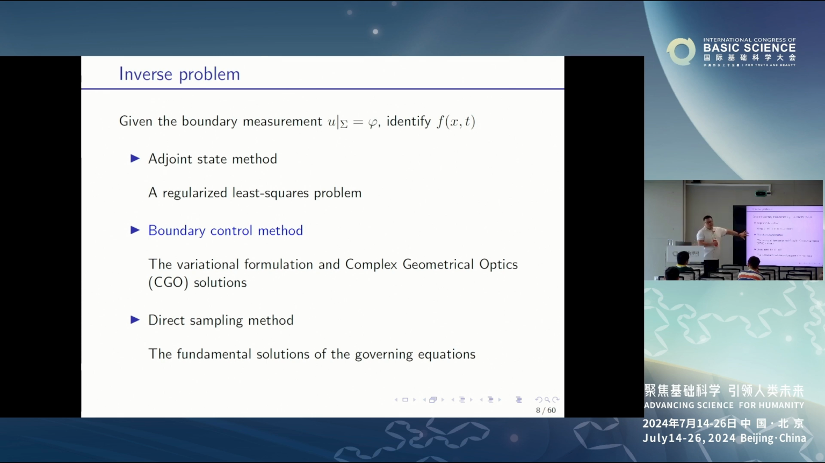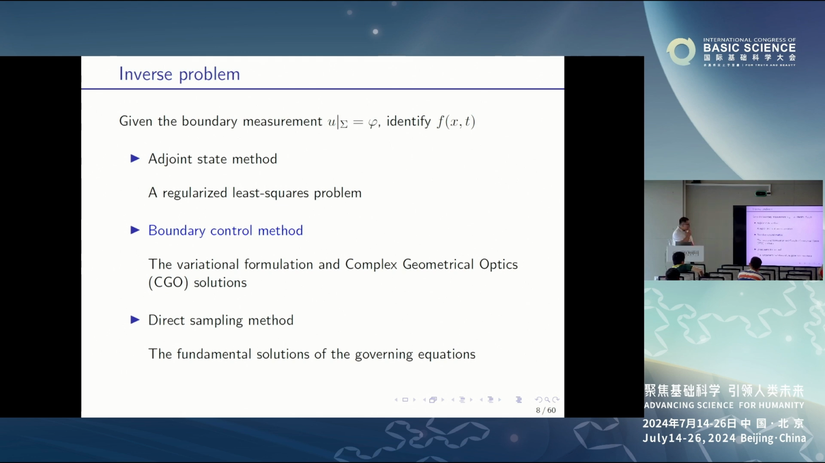We're gonna focus on the second one. We will not talk about the sampling method because usually it cannot give us a very accurate result. And the second one is closely related to the first one, actually, because the joint state method originally comes from, as far as I know, the control theory.